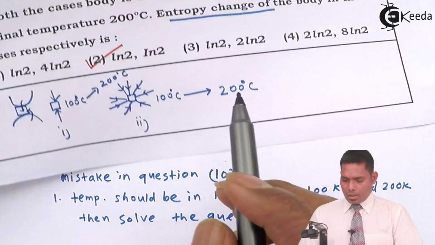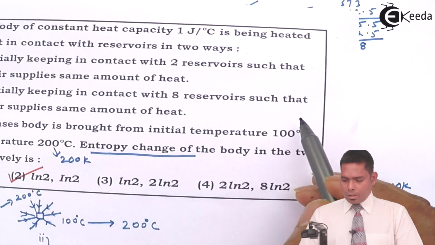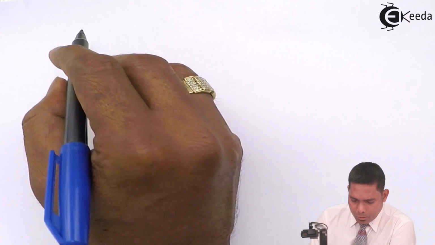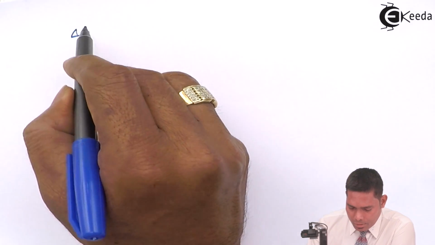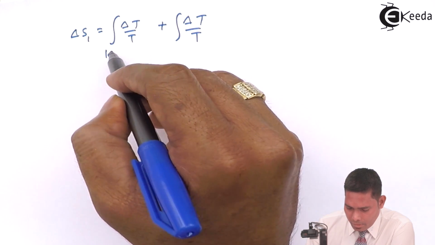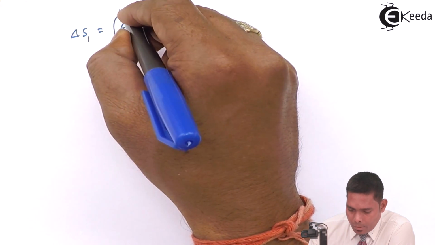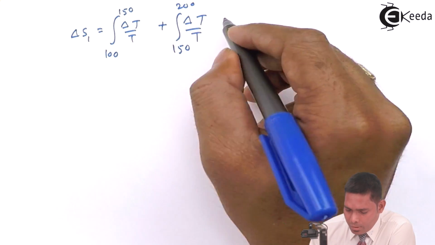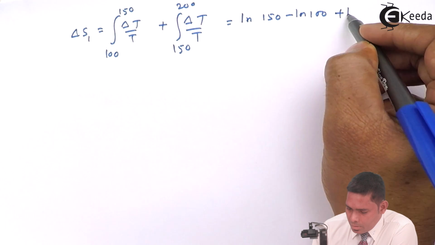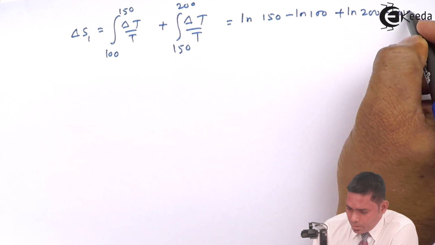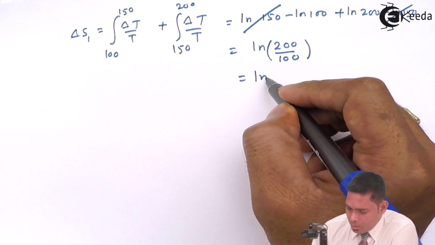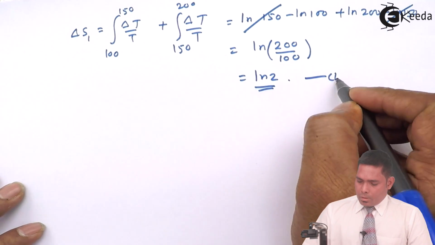If I do that and solve the question by taking this not as degree centigrade, but as 200 K, and this as 100 K, then see what I am getting. In the first case, delta S for the first reservoir is integration of delta T by T, from 100 to 150 Kelvin, plus from 150 to 200 Kelvin. If I solve this, I will get log of 150 minus log of 100 plus log of 200 minus log of 150. This will cancel out. This will be log of 200 by 100, which is log of 2, ln 2, and this is the change in entropy in the first case.